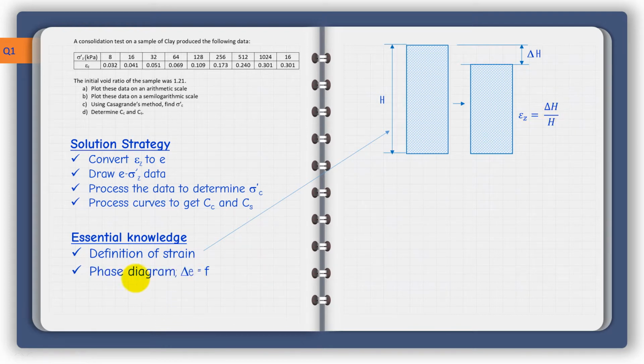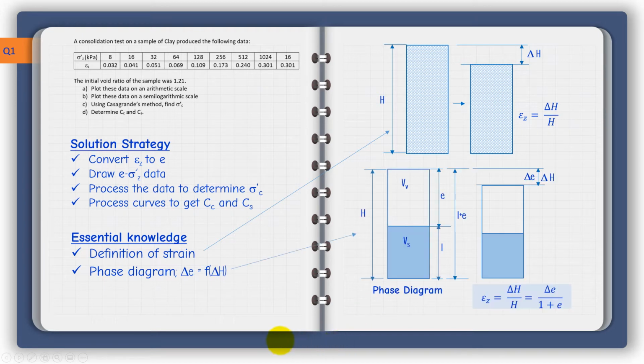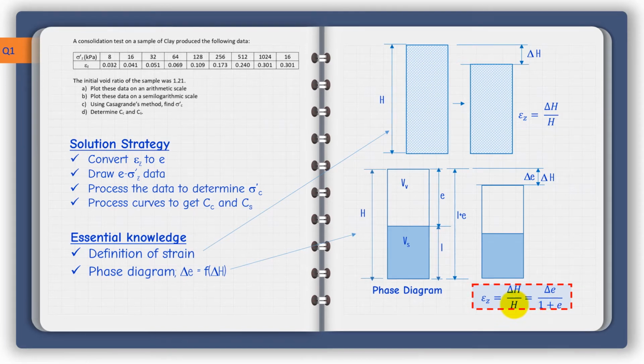The second is this phase diagram here to the right, which can link the change in height to the change in the void ratio. So as we have here a compression, say, of delta H, the void ratio will change by delta e, and we will have this important relationship: delta H over H equals delta e over 1 plus e. Remember this one here, and this applies for any H.